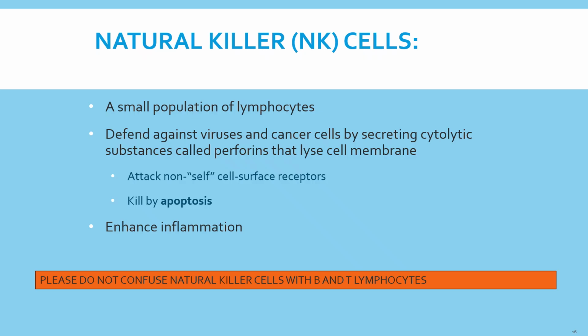But the natural killer cells can defend against viruses and cancer cells by secreting cytolytic substances called perforins that can go in and lyse and tear that cell membrane. They are not phagocytic. They work by inducing apoptosis, okay? And apoptosis is a natural process that our cells go through to self-destruct, okay, in a controlled way so that the body can remain healthy by removing the damaged and unnecessary cells within the body, okay? They can also secrete cytokines, which can influence and enhance inflammation.